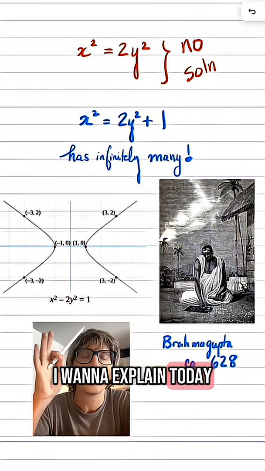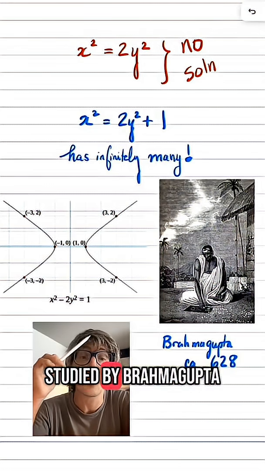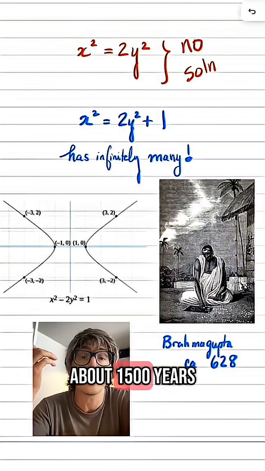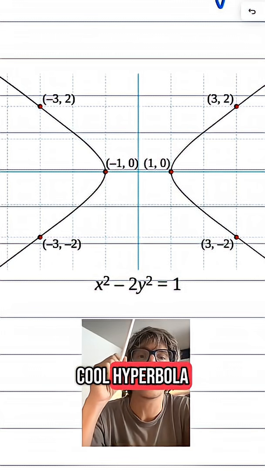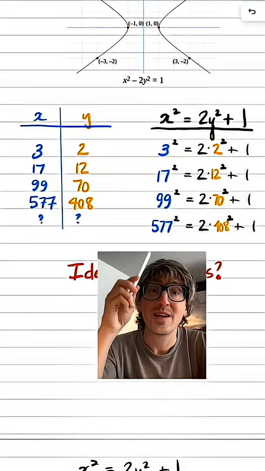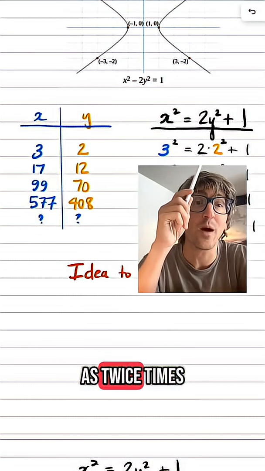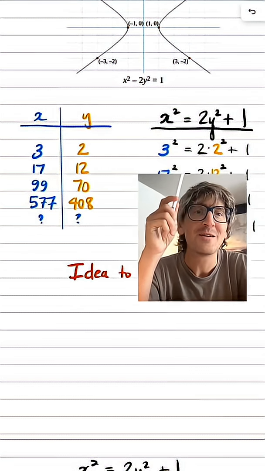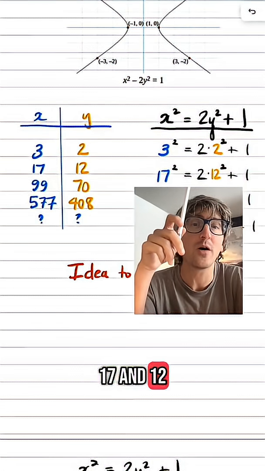Today we call this Pell's equation, but it was actually first extensively studied by Brahmagupta in India about 1500 years ago. We can graph this equation, by the way, and it's a cool hyperbola, and we're looking for those points on it where both coordinates are whole numbers. Now, with trial and error, it's easy to find a few small ones, like 3 squared is the same as 2 times 2 squared plus 1. Maybe if you try a little bit more on paper, you could even find this one, 17 and 12.